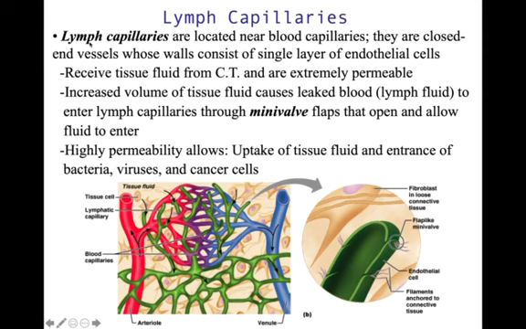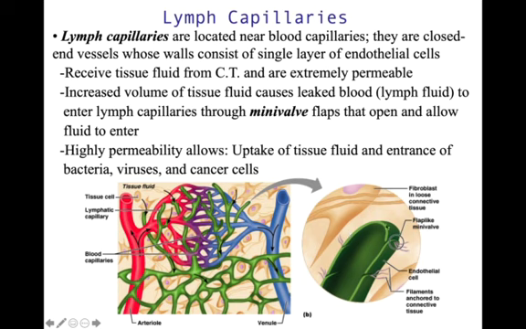So why did they think that they were open-ended? Because they take up so many things. They take up fluid, they take up proteins, they take up cells. They must be like straws. When you think of a straw, it's open-ended, right? But when you look closely at a lymph capillary, it's not open-ended, it's actually closed-ended. So that astounded scientists.